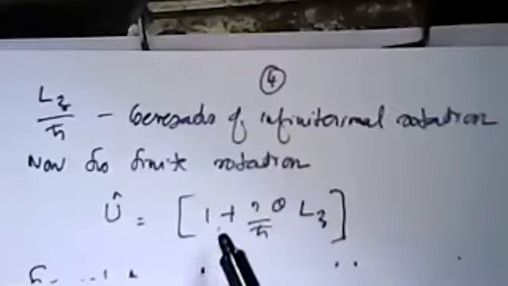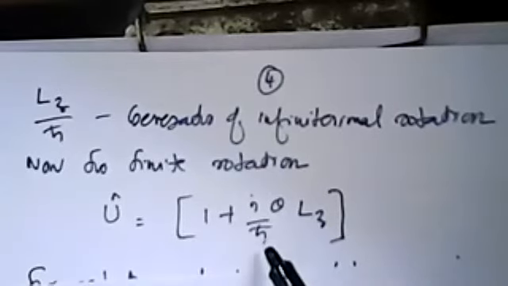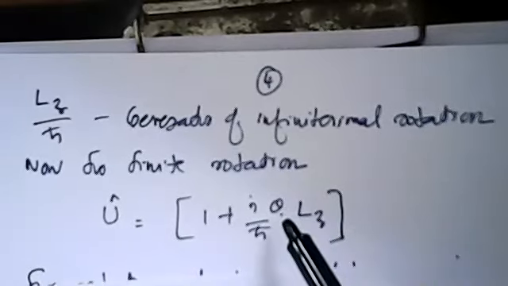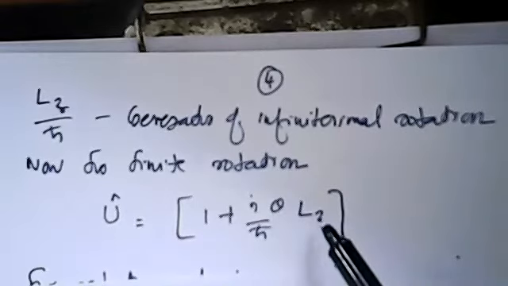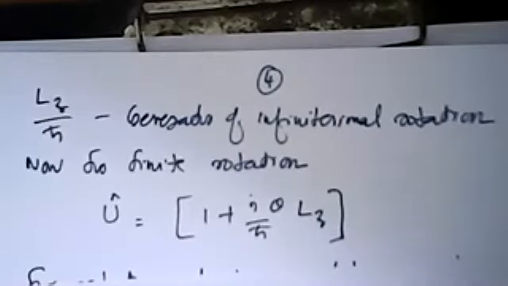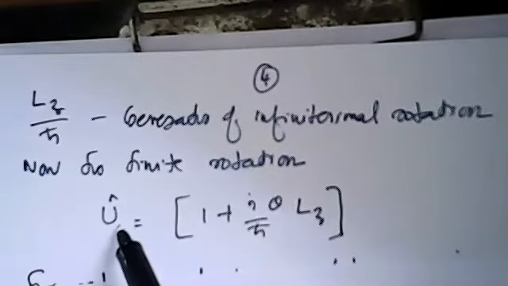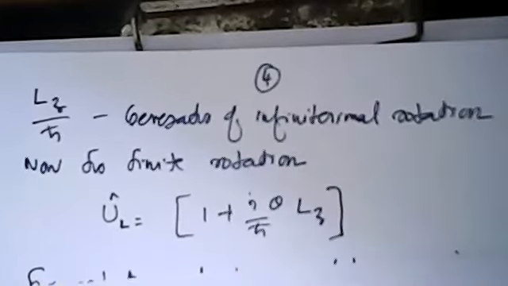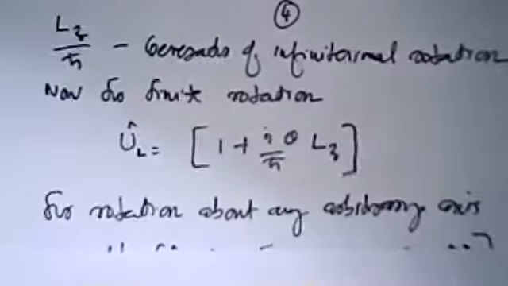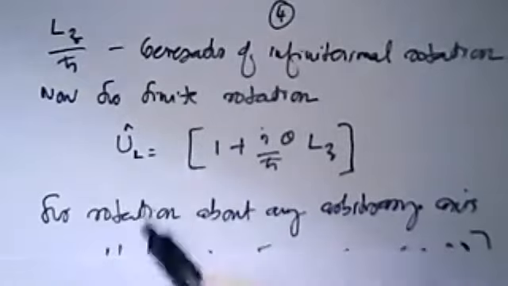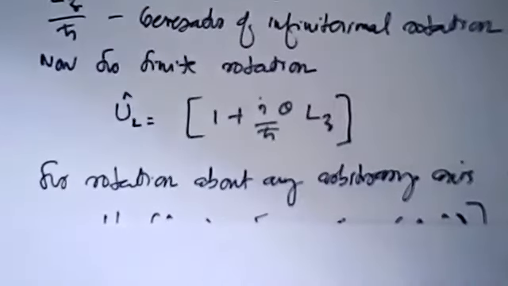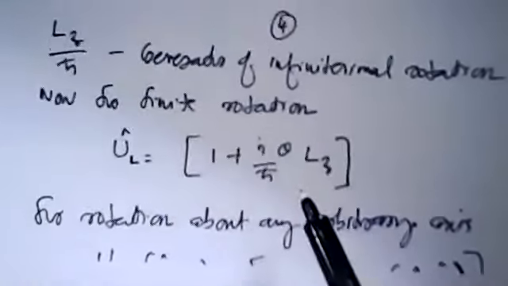U can be written as 1 plus i by h cross theta, change delta theta into theta, then Lz. If you want, you can write a suffix J or L here, U_J or U_L, because L generates U. No need; even if you don't write it, no problem. U_J or U_L you can write here. Now this is for z axis rotation.